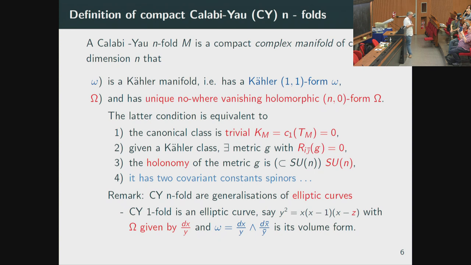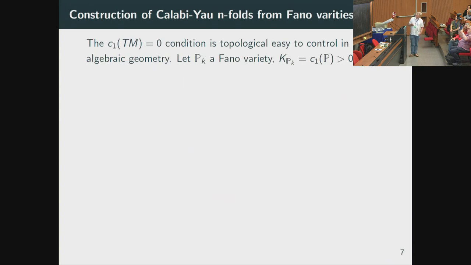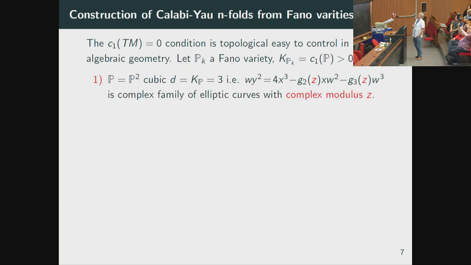So for me, the trivial remark is more useful, that this is a generalization of an elliptic curve, because if you write down an elliptic curve, here I wrote down the Legendre curve, then you have this omega just given in coordinates by this formula, and this is the holomorphic 1-form, and the small omega is just the volume form. We also know from string theory that this c_1 equals 0 condition is very easy to control. So for instance, we can take the cubic in P2, and then we get an elliptic curve in the Weierstrass form, and this has one modulus.